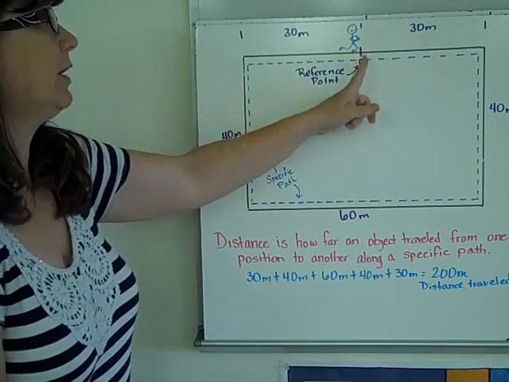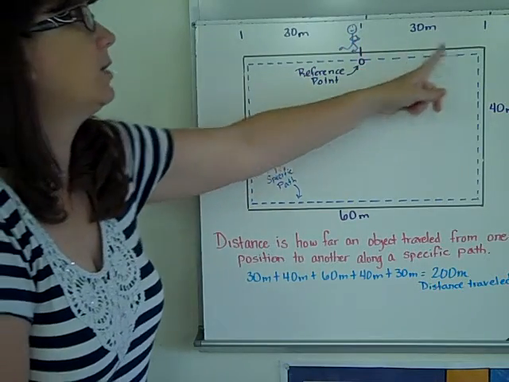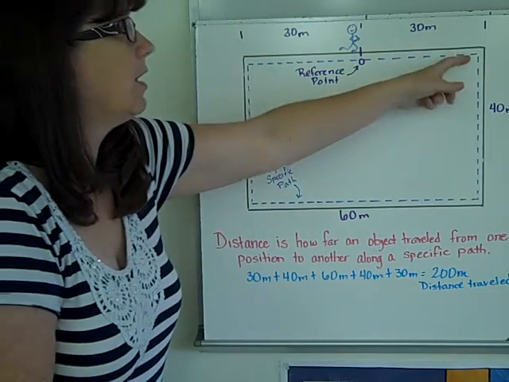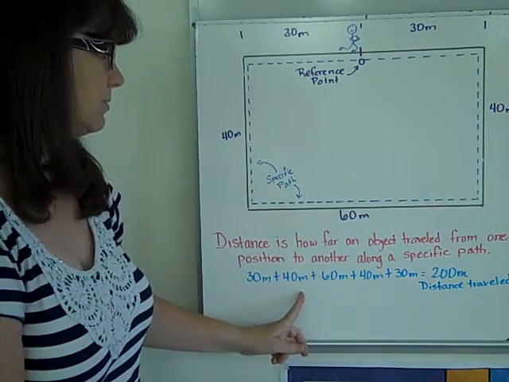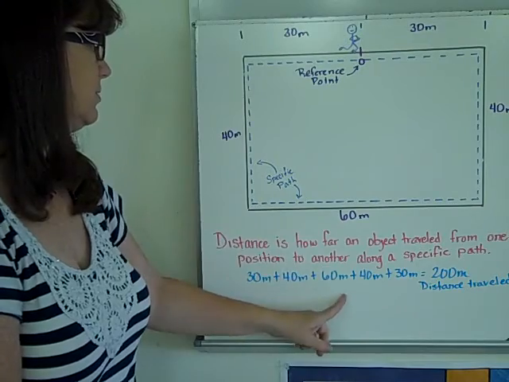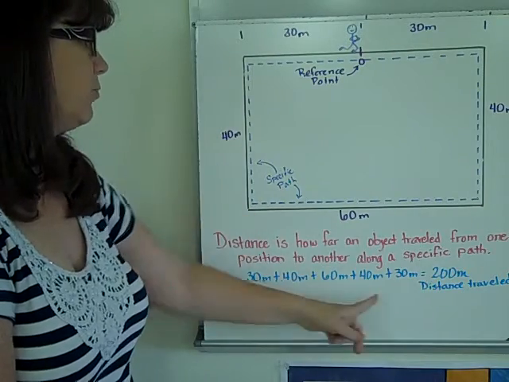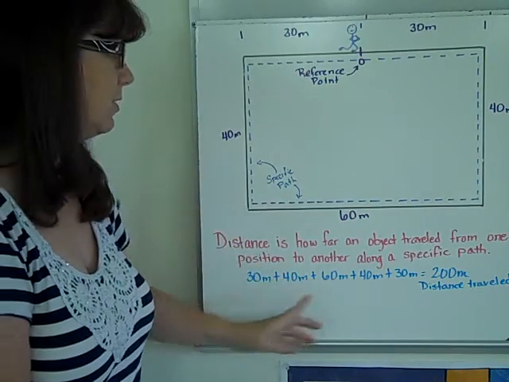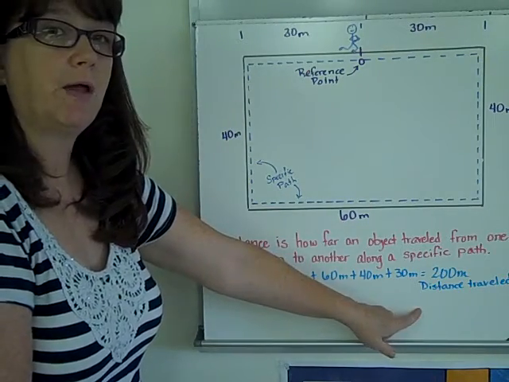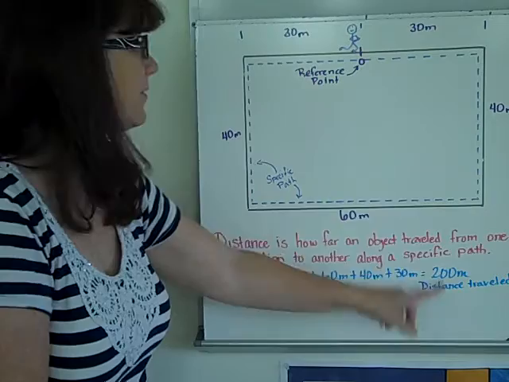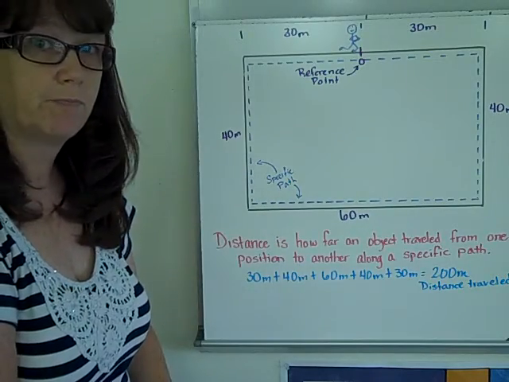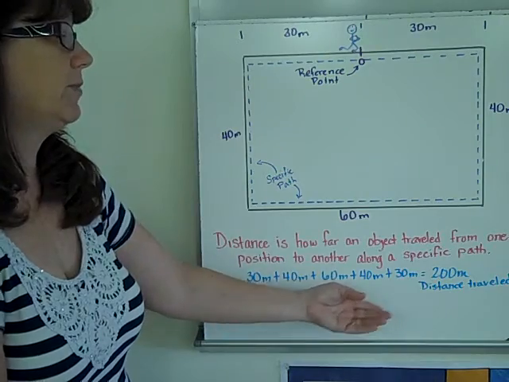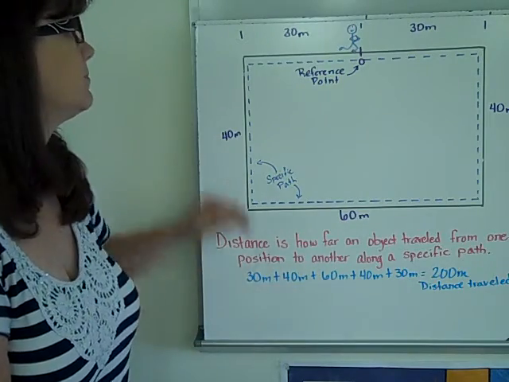So we can go in and start at 0 and note that he traveled 30 meters. So we're going to take 30. And then he traveled 40 meters, another 60 meters. He traveled another 40 meters, and then his last leg was 30 meters. We can add all of those up and we get a distance of 200 meters that our individual has traveled. So the distance that our student has gone is 200 meters.